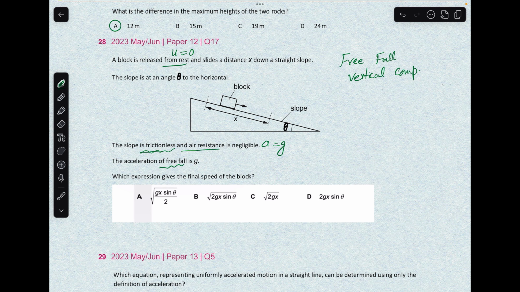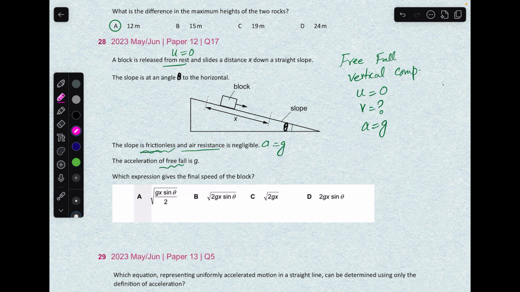Okay, so initial velocity we know they have given us 0, final velocity we have to find. And what else do you have? Acceleration is equal to g. And you need the vertical distance as well. If you see, this is the distance traveled by the object on the slope, but this is along the slope, it's not the vertical distance. I need the height it was initially at and the height it's finally at. I need this distance, how much height has changed.